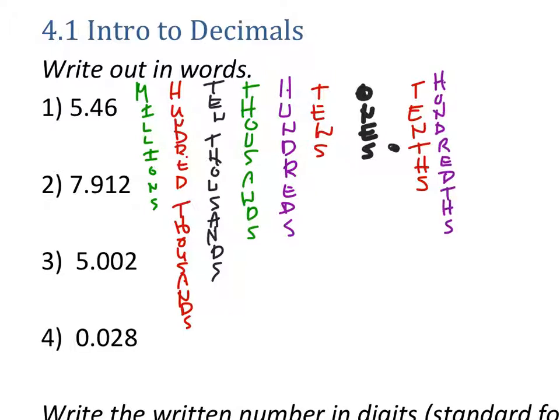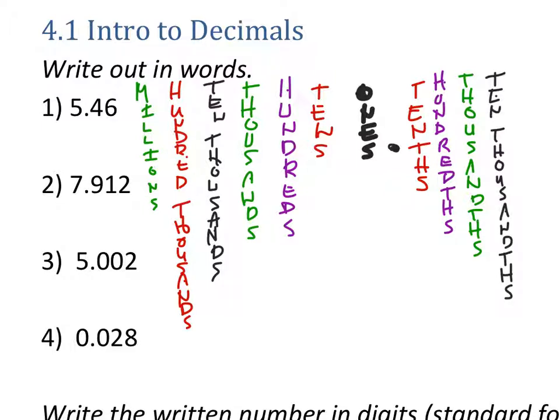In any case, tenths, hundredths, and then thousandths. Then we've got 10,000ths. And this again just continues: 100,000ths, millionths, 10 millionths, 100 millionths, and so forth. So when it says to write these out in words, we need to identify where the decimal place is on these.